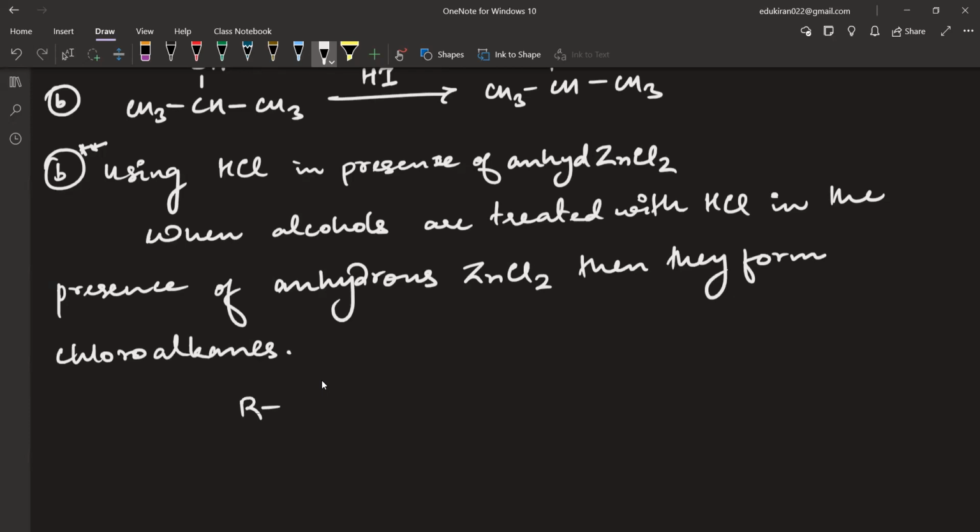So the reaction will be ROH plus HCl. The presence of ZnCl2 is going to give me RCl. Further, you will get again H2O, this ZnCl2 is used as a catalyst. So this is known as Lucas reagent, yeah? Yeah, this HCl plus anhydrous ZnCl2 is known as Lucas reagent. It is used to test for the primary, secondary, and tertiary alcohols also. We'll write those things also.